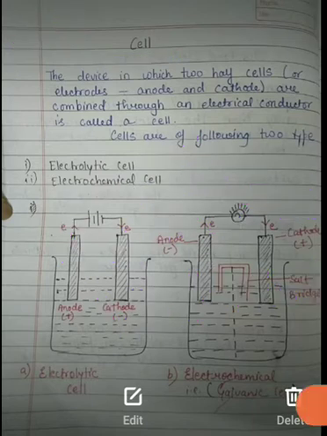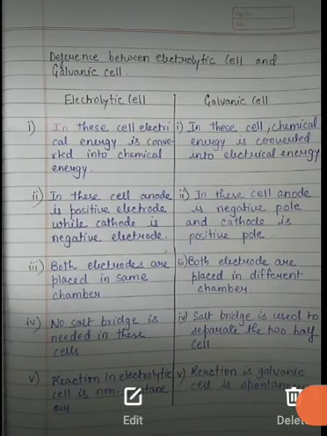Now students, here is the diagram given for the electrolytic cell and the electrochemical cell, that is the galvanic cell. Before seeing this diagram we must know the differences, or along with the differences we will discuss this diagram. So let us start with the differences. Here you can see the electrolytic cell and here is the galvanic cell.